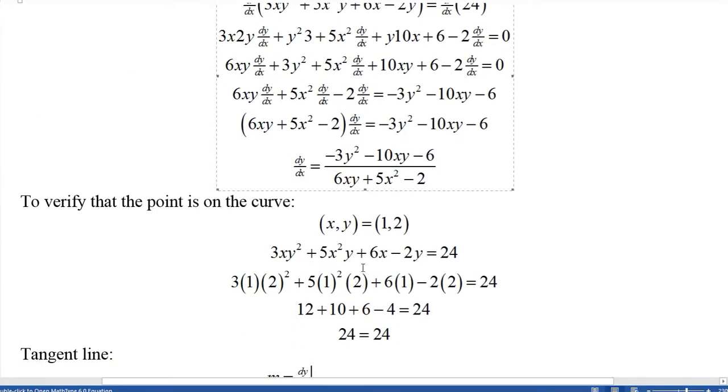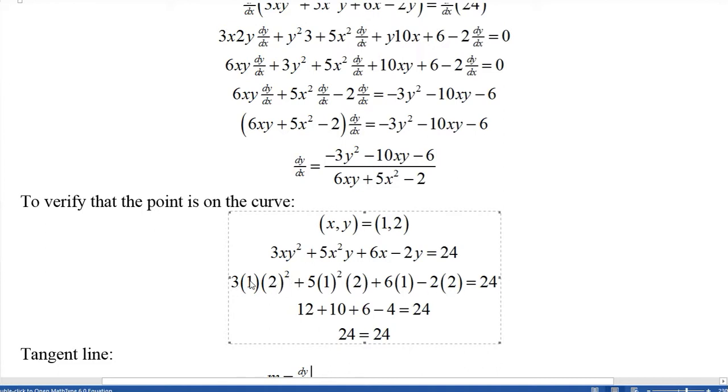So it turns out that (1, 2) is a point that's actually on this graph. Let's make sure that's true. Take the original function, original relation, I should say, 3xy squared plus 5x squared y plus 6x minus 2y equals 24. Put in x equals 1 here, here, here, and y equals 2 here, here, and here. Usually it's best if you just put parentheses around that, put the number in there, do that. Now we work this out here and see what we get.